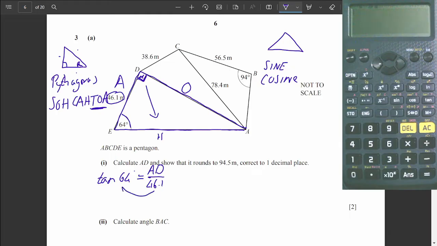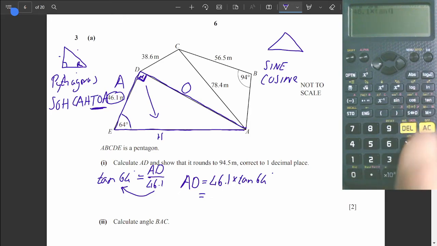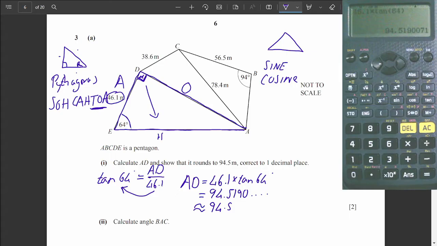So we do 46.1, move it to the other side, that becomes multiplying. So AD would be 46.1 times tan 64. And there we go. 94.5190, etc. It's important to write the unrounded answer because they said show that it rounds to 94.5. So you write the unrounded answer and then you write the rounded answer, and that's how you get full marks.